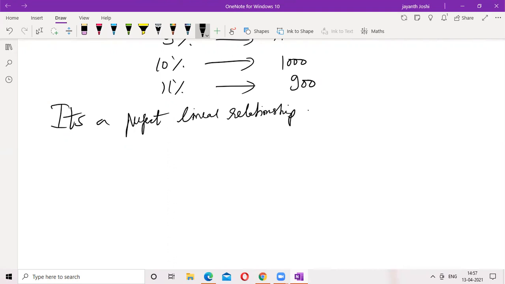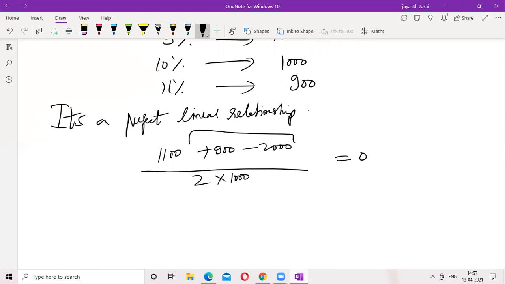Fine. Now let's put here 1100 in the formula plus 900 minus 2000 divided by 2 into 1000. So what will you get? I'm not moving forward, it is unnecessary and there is no need either, because here you can see the numerator is coming to 0. Correct? So convexity is what? 0. So when there is a linear relationship, there is no convexity, right? So it's a straight relationship.